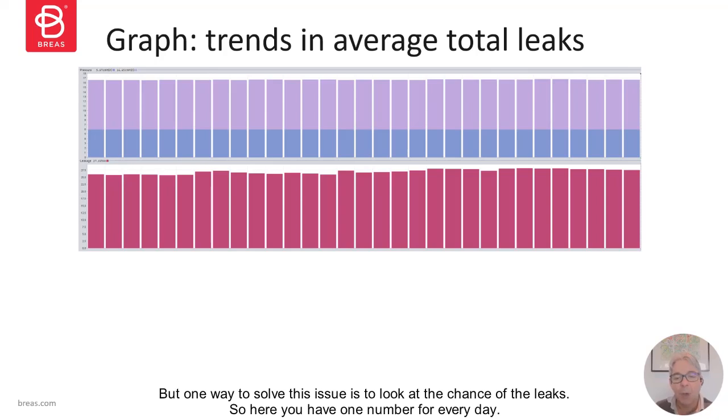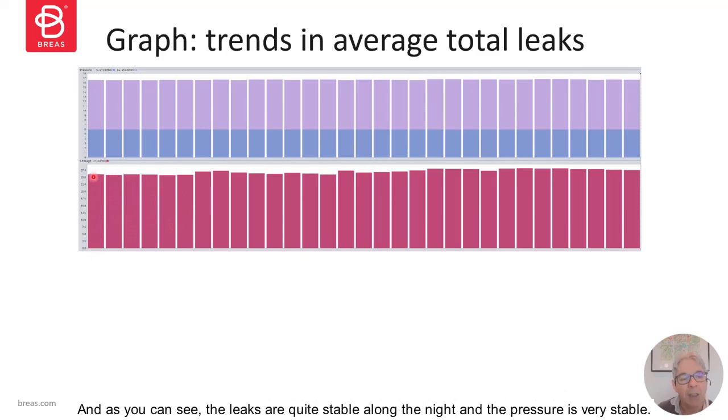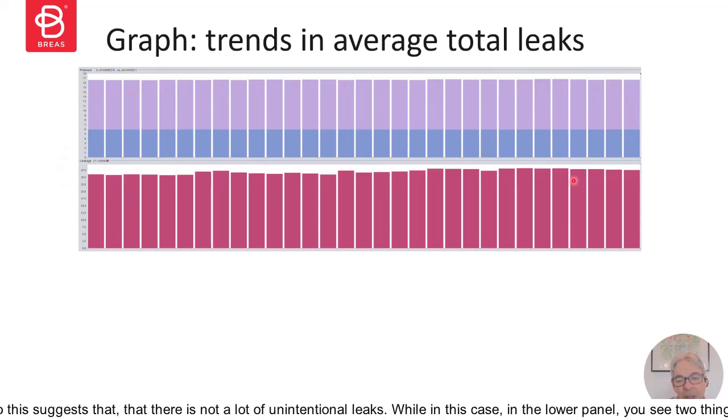But one way to solve this issue is to look at the trends of the leaks. So here you have one number for every day, okay? And as you can see, well, the leaks are quite stable along the night and the pressure is very stable. So this suggests that there is not a lot of unintentional leaks.